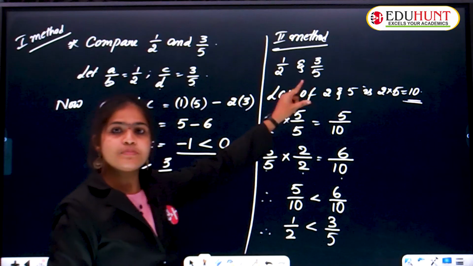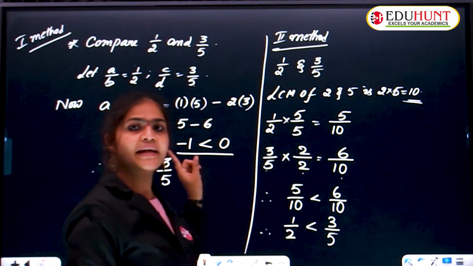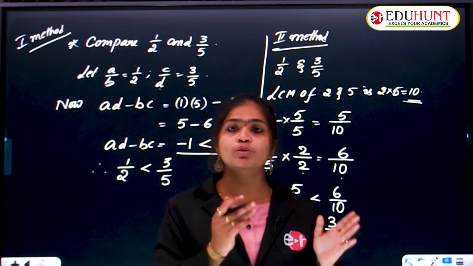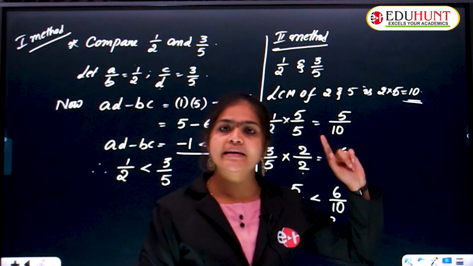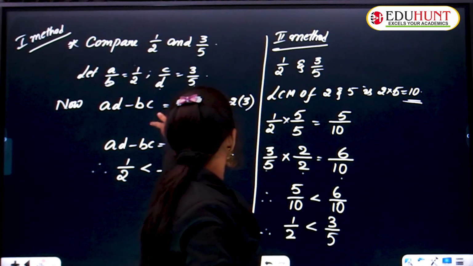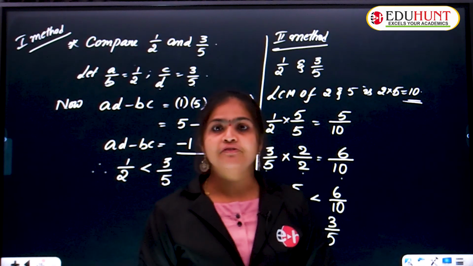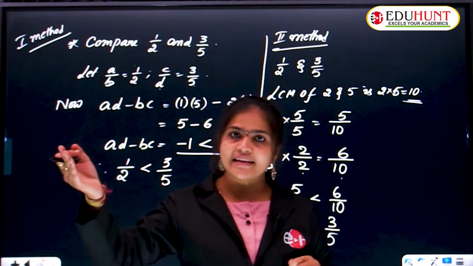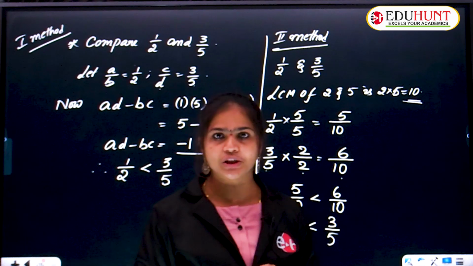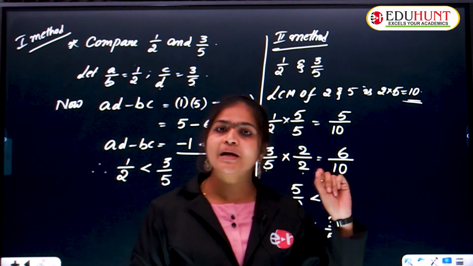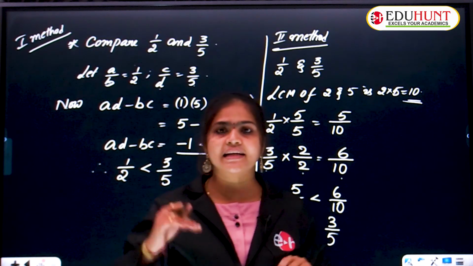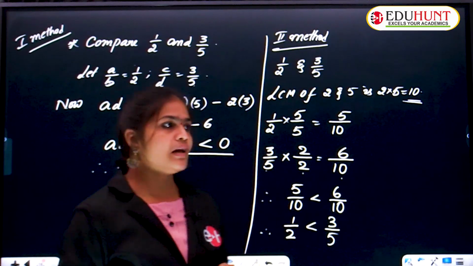So without doing this much process, directly first find AD minus BC. Whatever two rational numbers they gave here, consider them as A by B and C by D. After that, just perform AD minus BC. If that AD minus BC value is greater than 0, then A by B, the first fraction, is greater than the second fraction. Or else, if AD minus BC is less than 0, then the first fraction is less than the second fraction. Understood? Now see that.